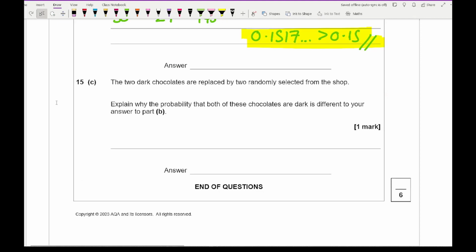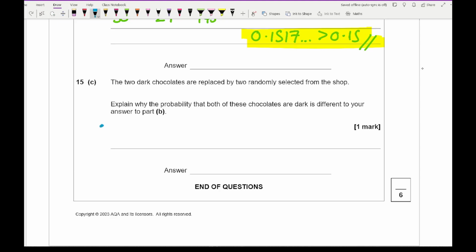Then moving on to the last question, it says 15C, 2 dark chocolates were replaced by 2 randomly selected from the shop. Explain why the probability that both of these chocolates are dark is different to your answer in part B. Well, there's a couple of things you could say.